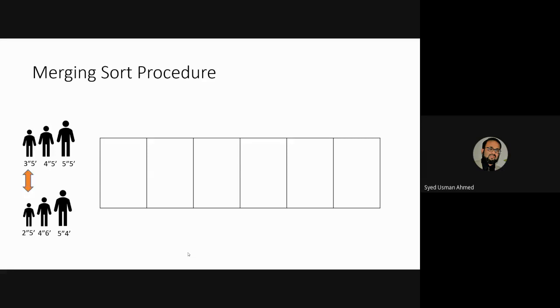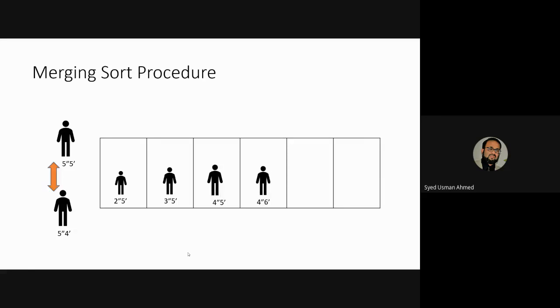First, we compare the first two students, and whichever is shorter in height, we select that one and move it to the first location. Second, we compare the first person of the remaining two lines, and we select the shorter one. Again we keep on comparing the first two elements of the lists and selecting the shorter one, and this way we complete the merging procedure.